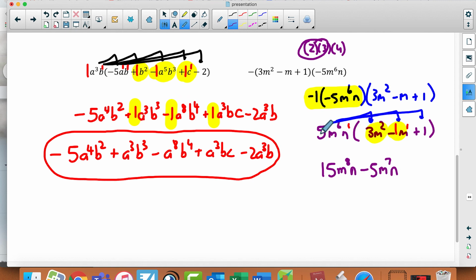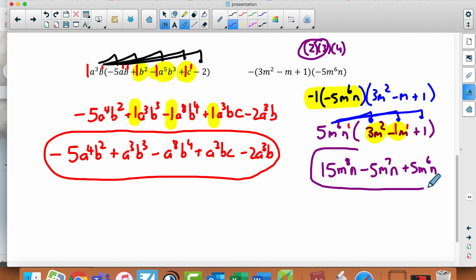And finally, we're multiplying 5m6n times 1. Well, when you multiply anything by 1, it stays the same, so I sure hope we get this. But let's just make sure. 5 times 1 is 5. And then there's m6 and n1. There's nothing to multiply it with, so we just rewrite it. m6 and n1, but of course we don't need to put the 1.